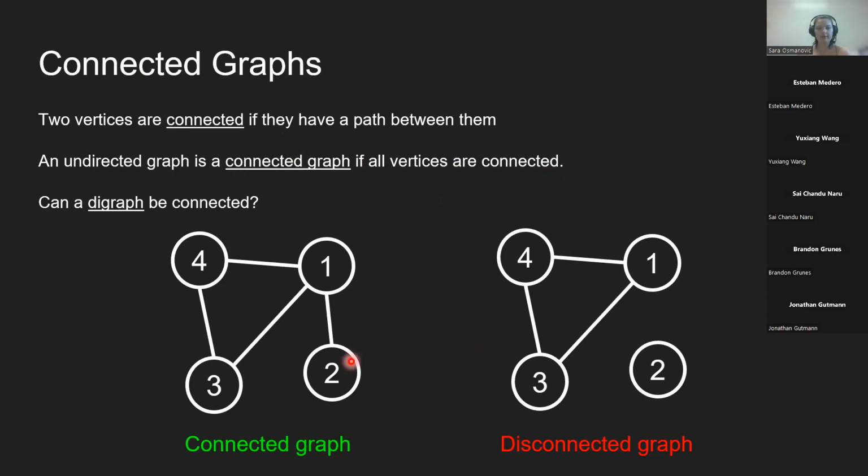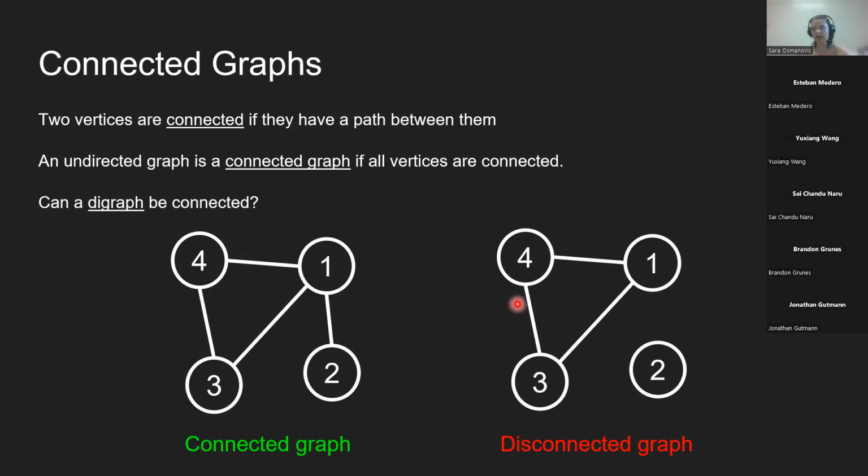So if we have a graph that looks something like this, we have a path going from 2, and it visits all the nodes. So we have 2, 1, 3, and 4, or 4, 3, 1, and 2. It's going to visit all the nodes. Thus, it's a connected graph. A disconnected graph, we see that 2 does not connect to any of the other nodes, so we cannot have a path that visits it. Thus, it's a disconnected graph.